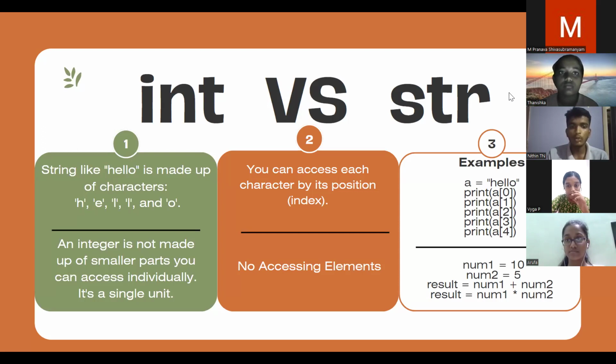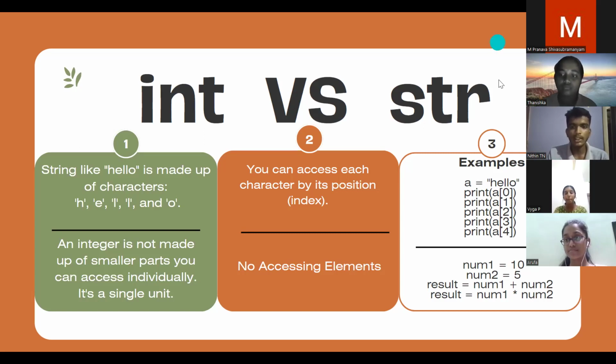But you can do arithmetic operations on integer data types. And one more thing, you can add strings. For example, A equals hello and B equals world. You can add A and B and you will get hello world. That's an example of a string characteristic.